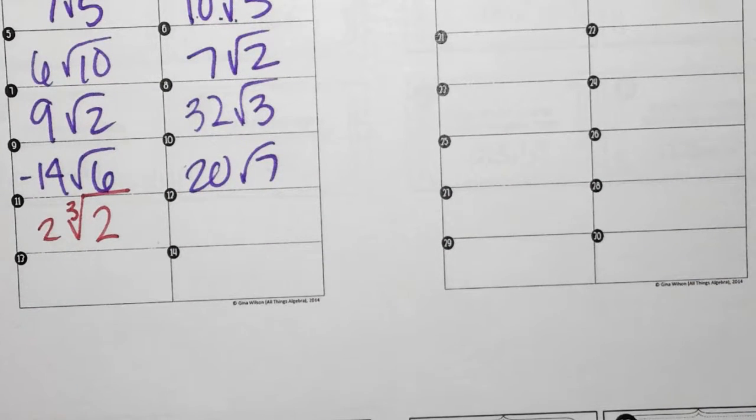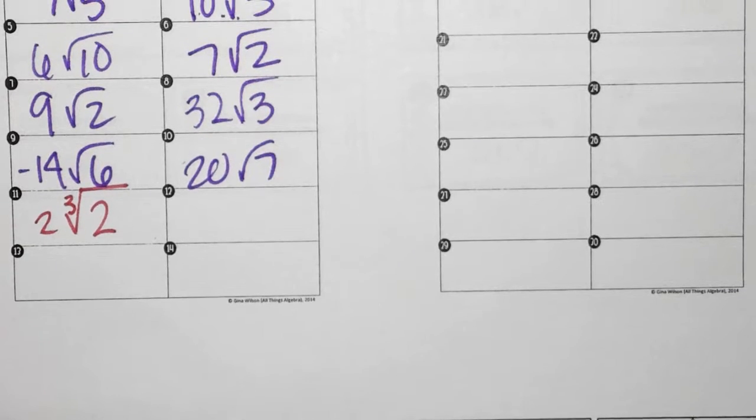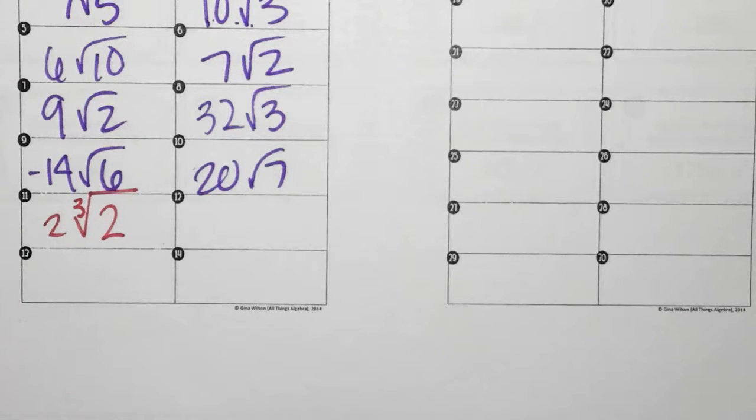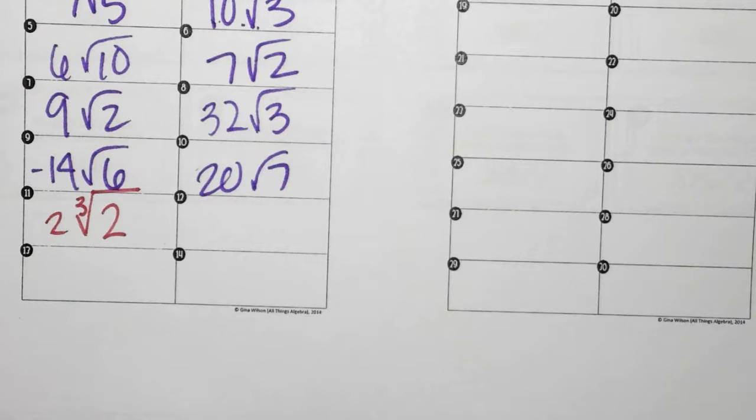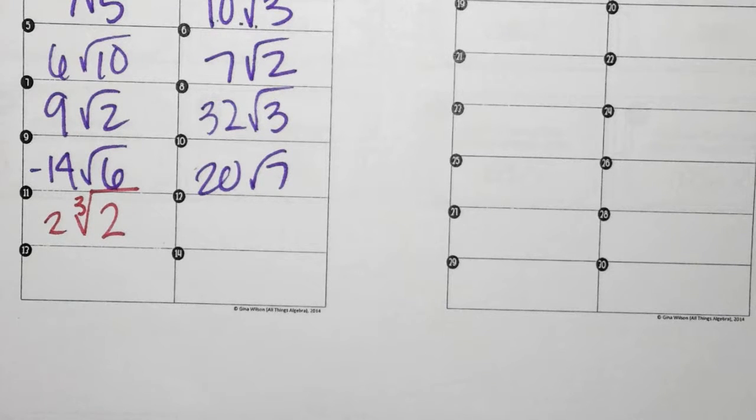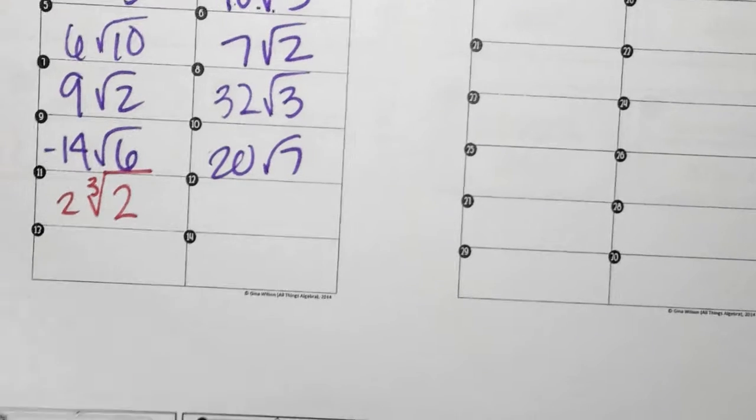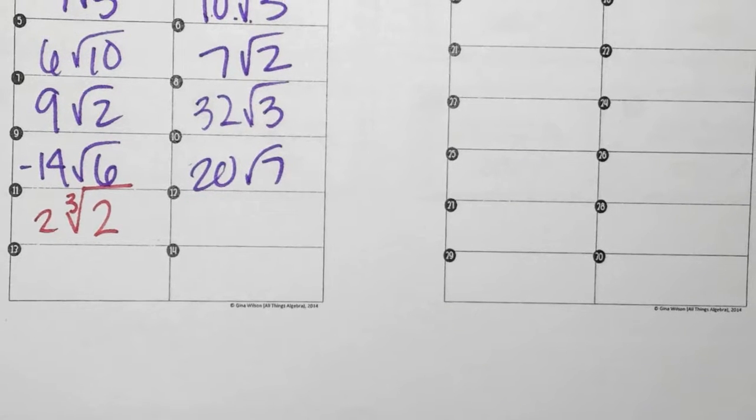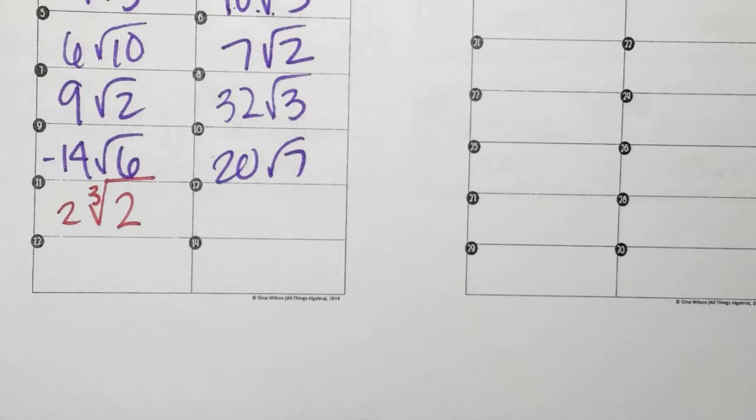You have to write the cube. Does everybody understand? You have to write the 3, the index, the cube. Does everybody understand? Yes. Are we sure? Okay, now let's look at 12, the cubed root of 40, the next problem.